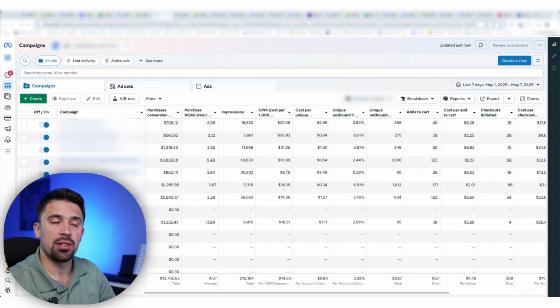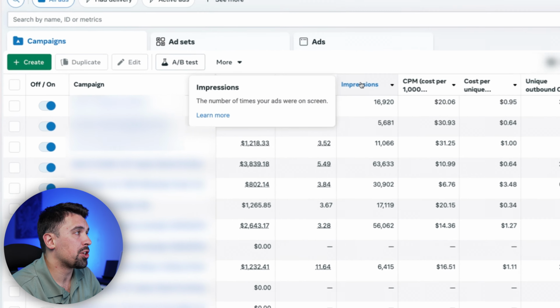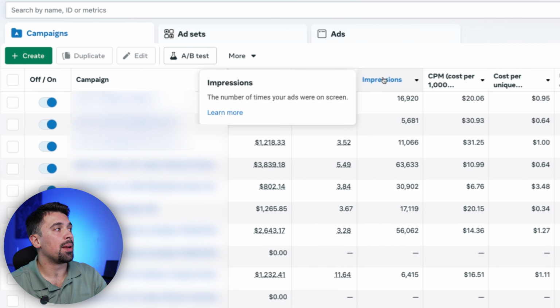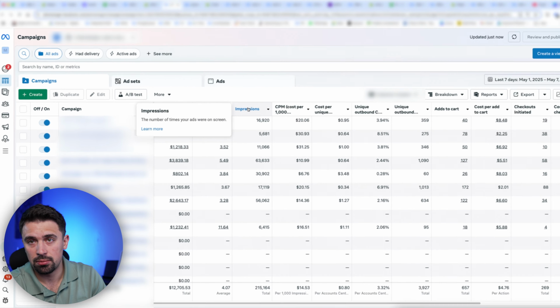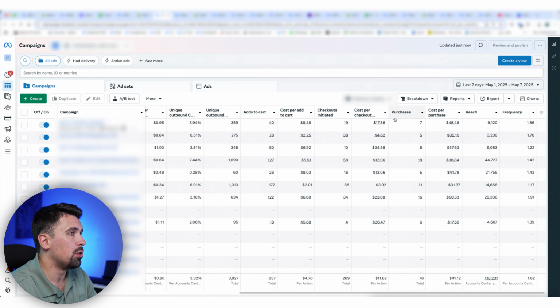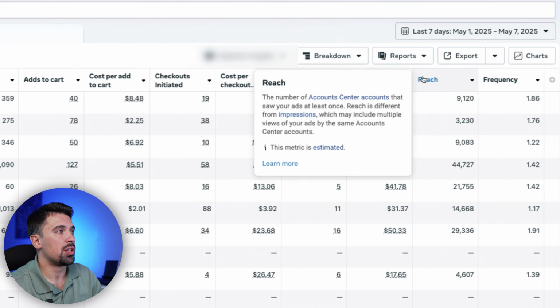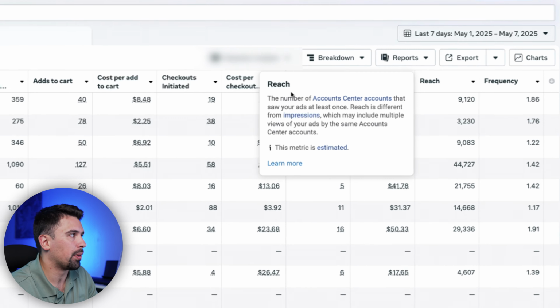All right, so first of all, we have to define impressions and reach. Very important for you guys to understand. So number one, impressions. That's the number of times your ads were on a screen, okay? That's not to be confused with reach, which is the number of Account Center accounts that saw your ads at least once. So reach is different from impressions, which may include multiple views of your ads by the same Account Center accounts, or in this case, you can think about it as people, right?